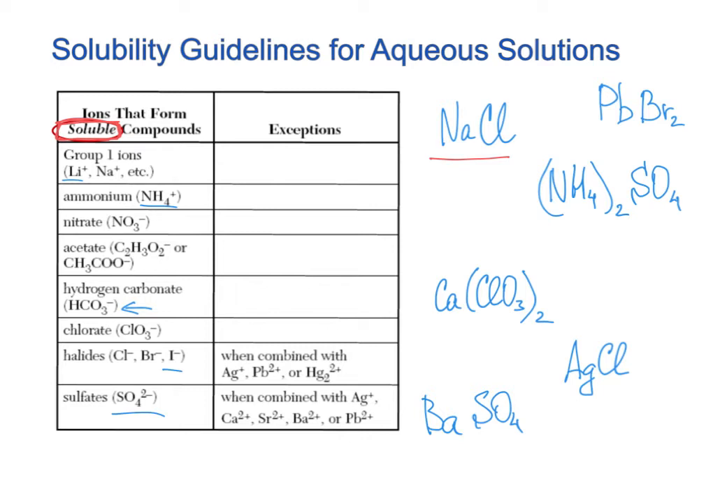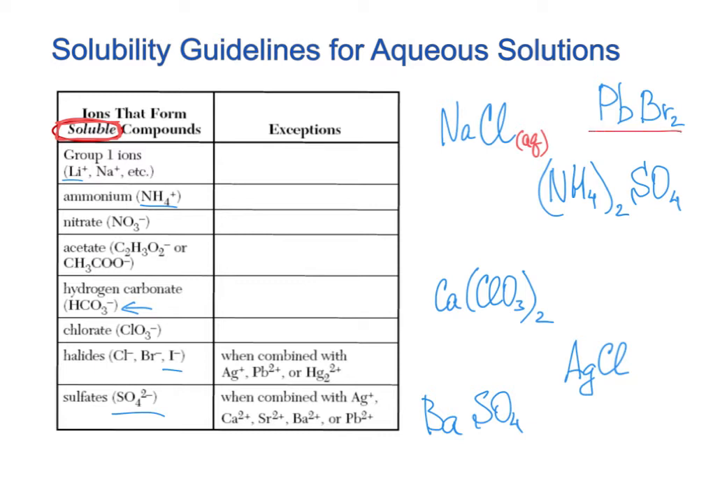Well, sodium as an ion forms, according to this table, soluble compounds. So any compound that includes a sodium ion in it will be a soluble compound. There are no exceptions to the rule. Anything that includes sodium as an ion will be a soluble compound. We will represent it by putting a subscript of AQ in the tiny parentheses next to the compound of sodium chloride.